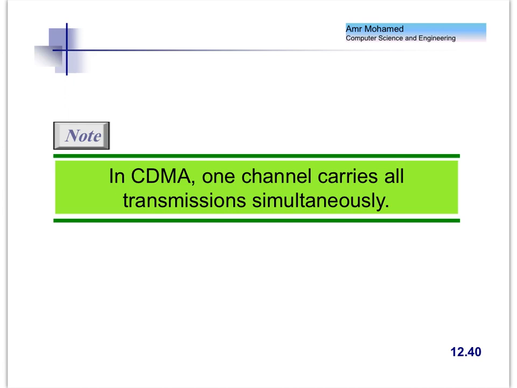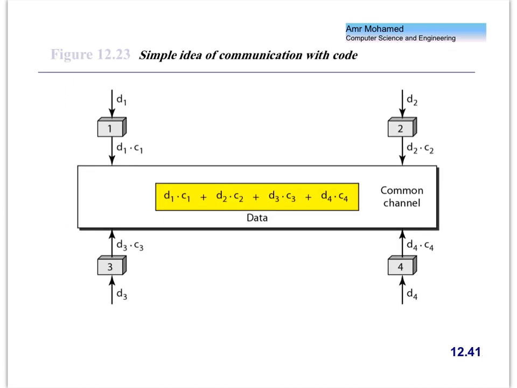If someone on the other side understands only Persian, he will be able to extract Persian. If he understands English, he will be able to extract English, and so on. Do you understand? So that's the simple idea of CDMA. So how can we prove this mathematically?